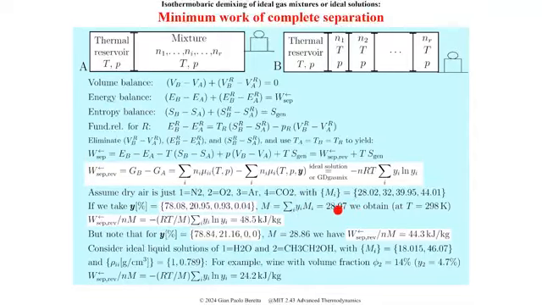So it's 28.97 with this composition. And then I choose a temperature, say 298 K. And here comes the result: the minimum work to separate air into its components, 1 kilogram, is 48.5 kilojoules.